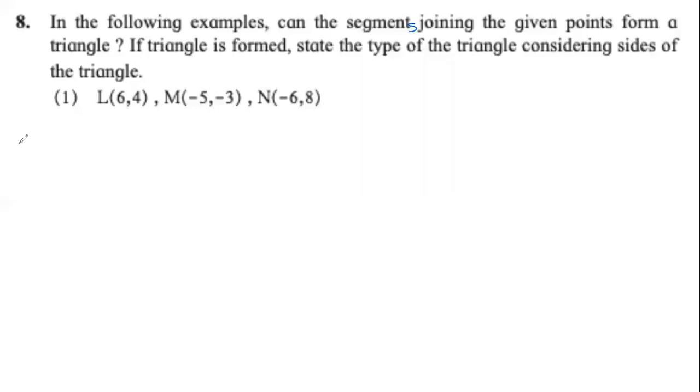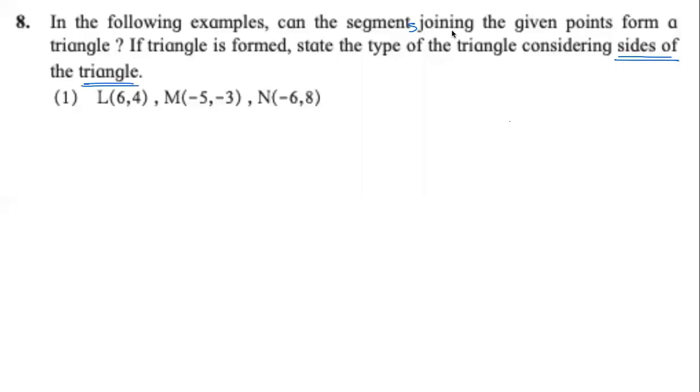Then we have to find out, if the triangle is formed, the type of triangle. What is the type of triangle considering the sides of the triangle? So let us try to answer this question from the backwards, from the last thing. What are the 3 different types of triangle based on the sides? Can you name them? Scalene, isosceles, equilateral. So remember this.